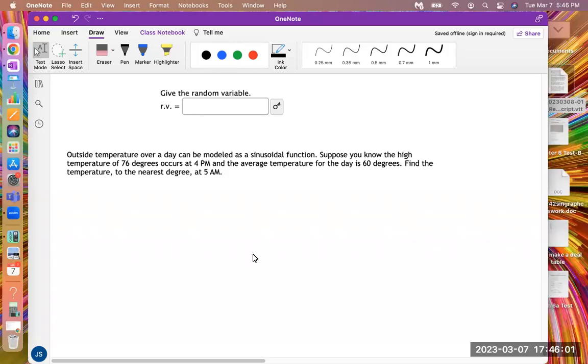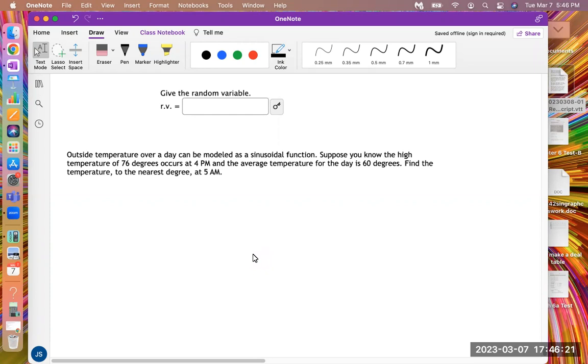Outside temperature over a day can be modeled as a sinusoidal function. Suppose you know the high temperature is 76 and occurs at 4 p.m. and the average temperature for the day is 60 degrees. Find the temperature to the nearest degree at 5 a.m.